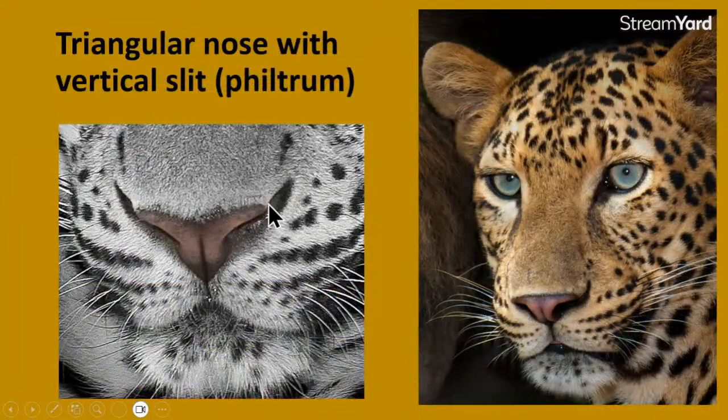So it's really triangular compared to a dog's. And it has this vertical slit right here called the philtrum. So you can see that here in both areas there. And you can see those whisker beds and those black markings that are in kind of parallel lines.